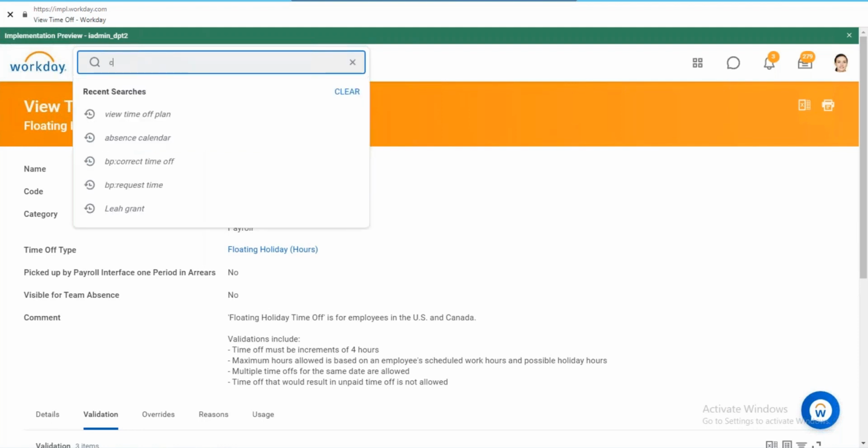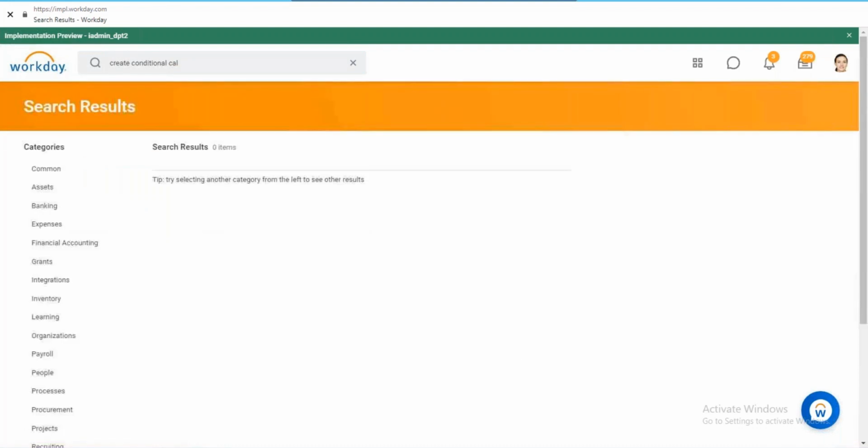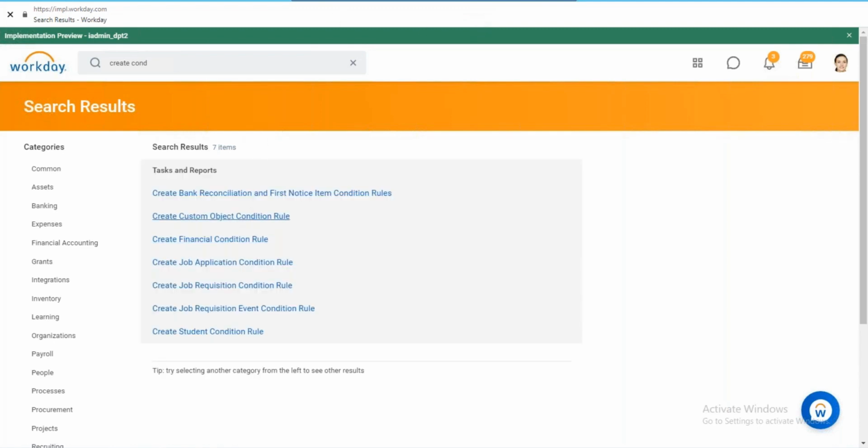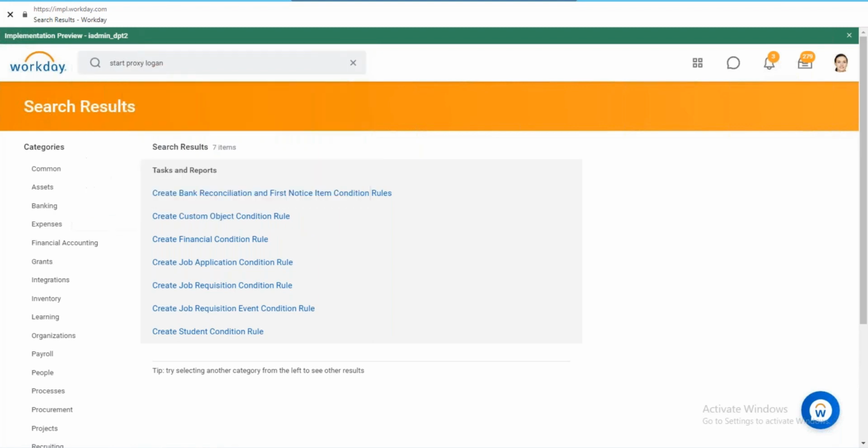Let's create one condition. Create. She doesn't have the security. No, she doesn't have. That is the reason. Start proxy login.